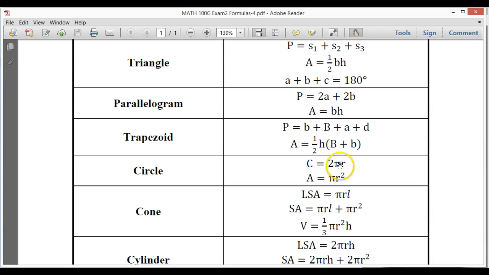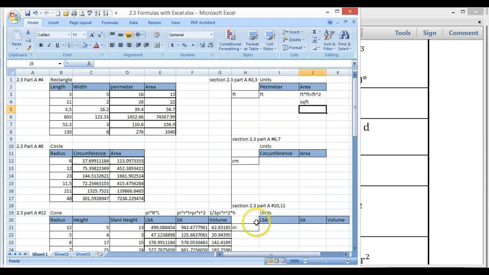So I have no units here, I just have radius. And radius has a length. So my circumference is whatever the units are of the radius. And in this case I was given centimeters, so it's just centimeters.